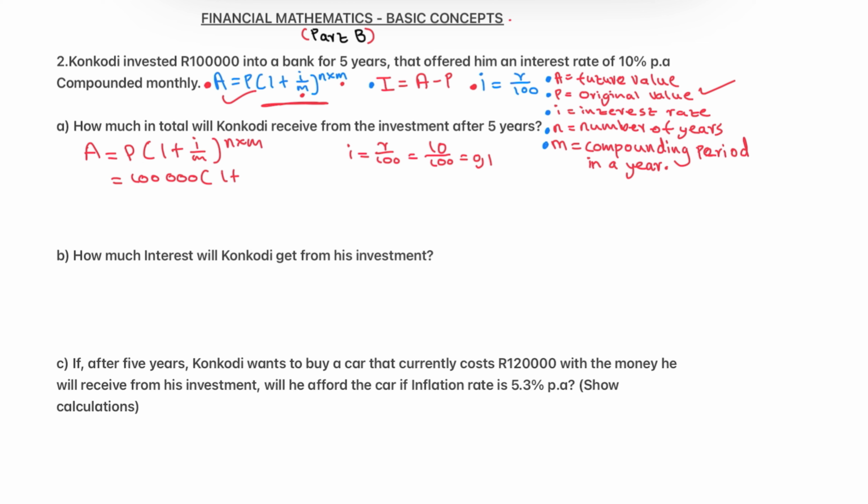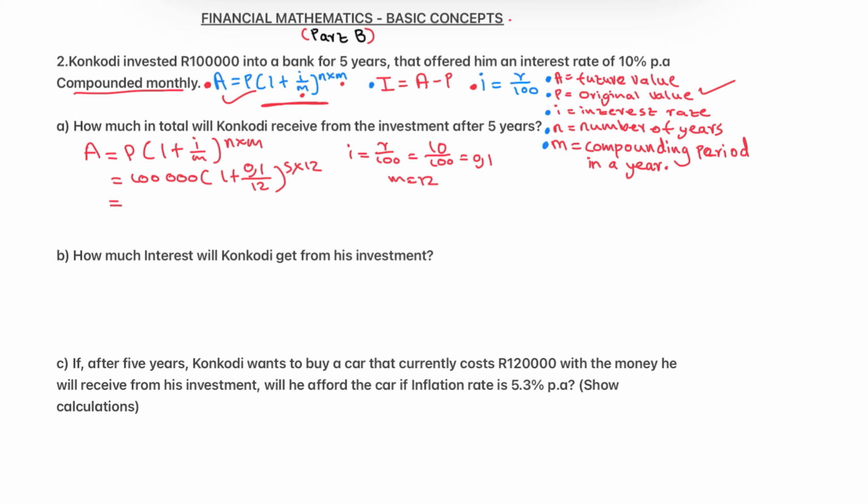So our I is 0,1. I'm substituting I as 0,1 over our M. They said compounded monthly, right? Which means my M will just be 12. So I'll say over 12 to the exponent. Our N is the number of years, so it's going to be 5 times M, which is 12.